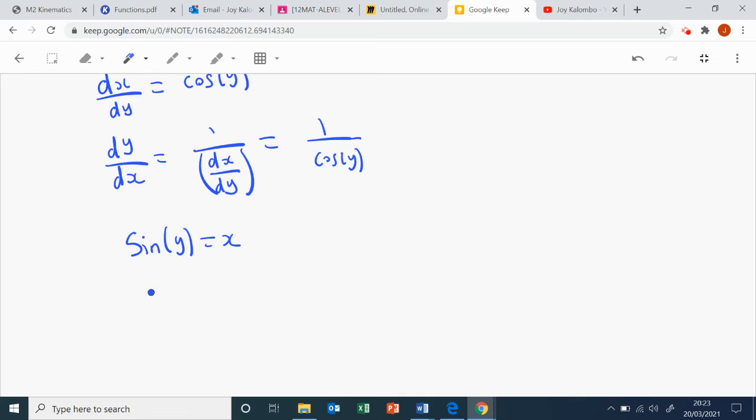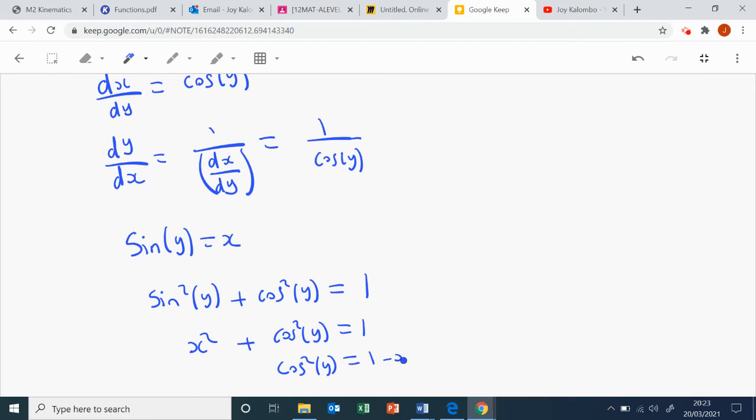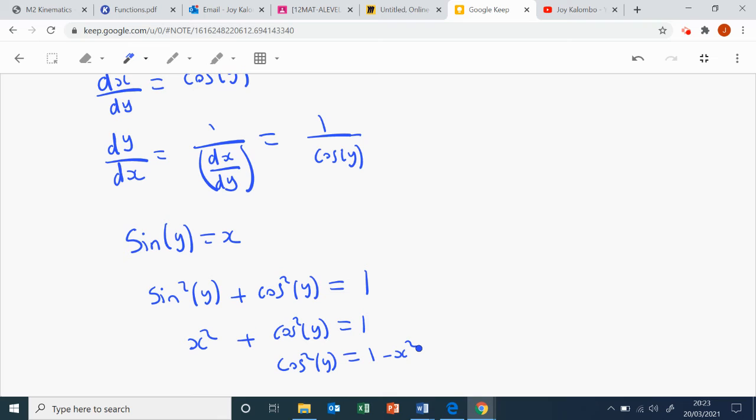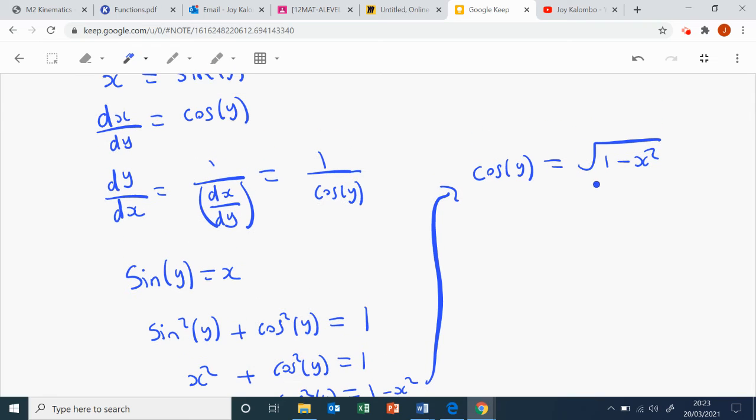We also know that sine squared y plus cos squared y is equal to 1 using the identity. And if sine y is equal to x, then sine squared of y is x squared. So that's x squared plus cos squared of y is 1, which means that cos squared of y is equal to 1 minus x squared. Then that means that cos of y is equal to the square root of 1 minus x squared.